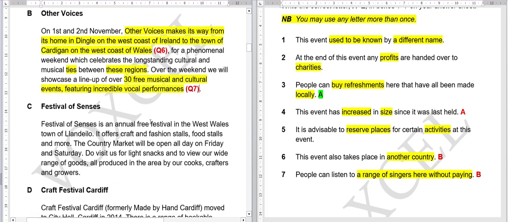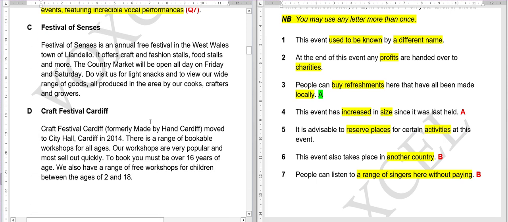Moving on to the C paragraph or C text. Festival of Senses. Festival of Senses is an annual free festival in the West Wales town of Llandeilo. Sorry if I'm mispronouncing this name, I'm pretty sure I butchered it, but I'm sorry for that. It offers craft and fashion stalls, food stalls, and more. So this particular festival helps this particular place, and what it offers: craft and fashion stalls, food stalls, and much more than that.